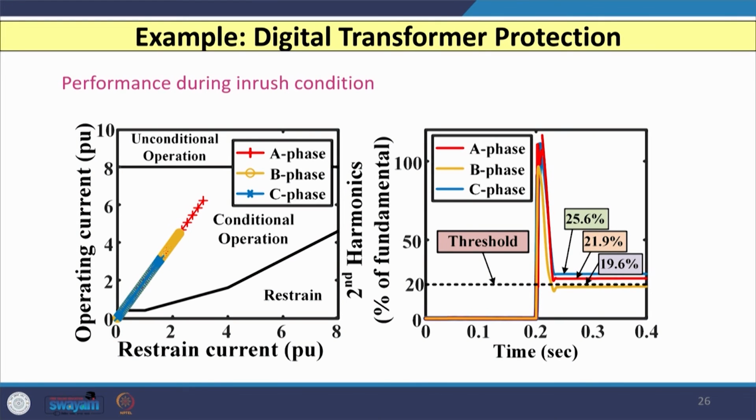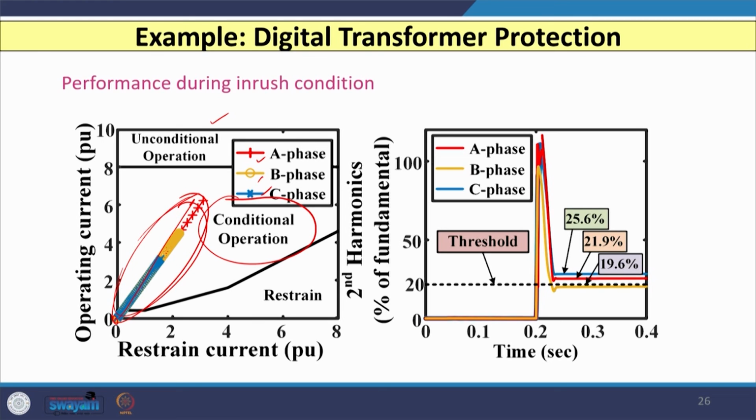You can see that I have shown the first graph. This is specifically during magnetizing inrush condition. In magnetizing inrush condition, if you plot the characteristic on the differential relay characteristic phase-wise for all three phases, then definitely it will move from the restraining region to the operating region, you can see. But here you can see that these points are again in the conditional operating region. So, here again our 87 BL logic will come into the picture.